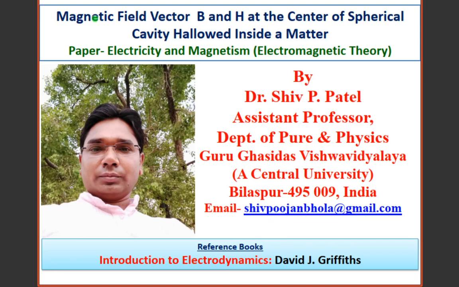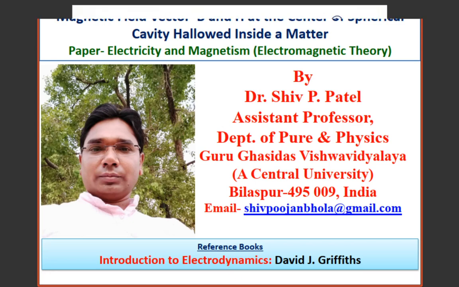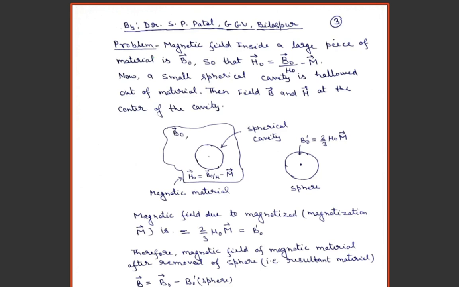In this lecture we will try to find out the magnetic field vector H and magnetic field vector B at the center of a spherical cavity hollowed inside a matter. If you go back to my previous lectures, I have explained how one can determine the magnetic field vector H inside and outside of a cylindrical rod if the rod has a uniform free current density I.